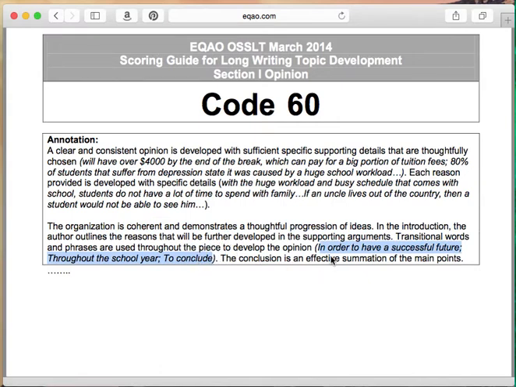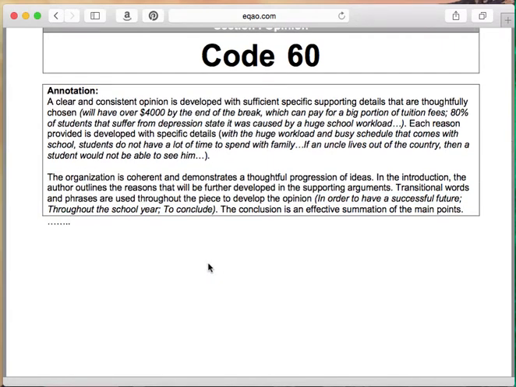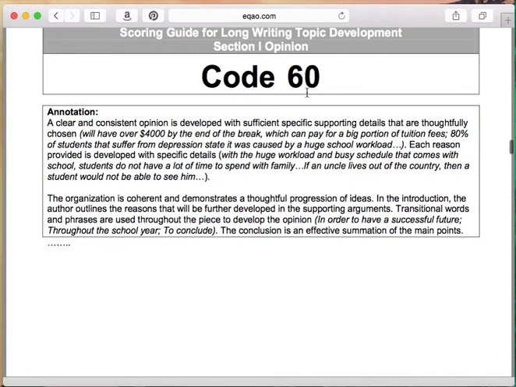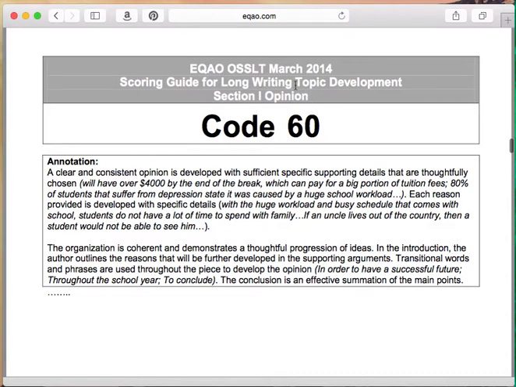This is what EQAO uses as the exemplar. They consider these to be advanced transition words. In order to have a successful future, throughout the school year, and to conclude, EQAO liked those transition words. Okay, so that's the first 60 points, and that's related to what's called topic development.